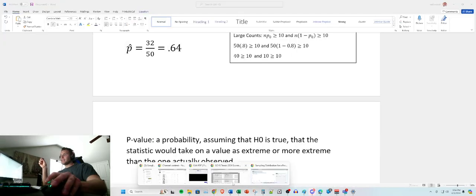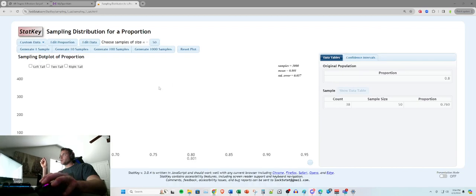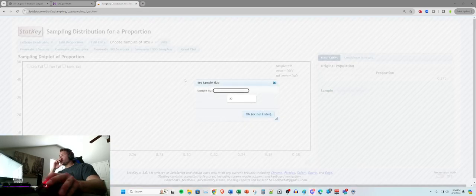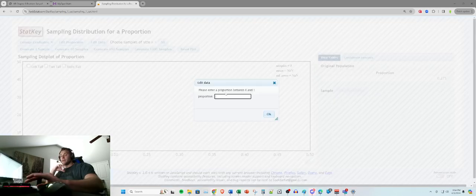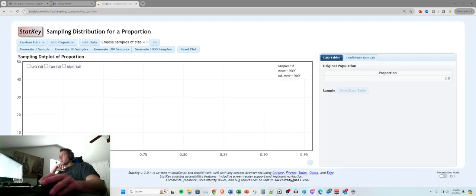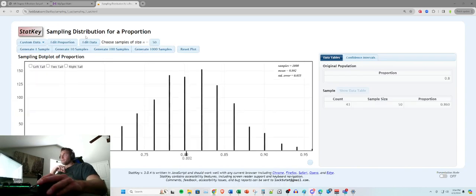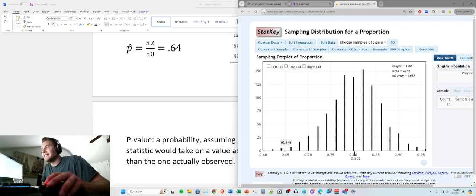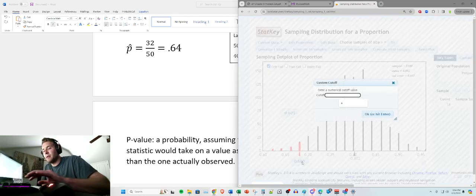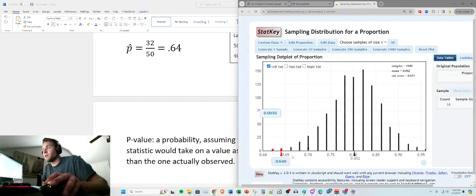And so back on StatKey, that kind of is something that we can do. I don't know what happened to my distribution here, but let me do that one more time. So samples of 0.8. I will do 1,000 samples here. I need to actually split my screen so you guys can see this. So here's 0.64 right here. So we do a left tail. What's the odds that I would get 0.64 or something more extreme? Right here we get 0.0050.